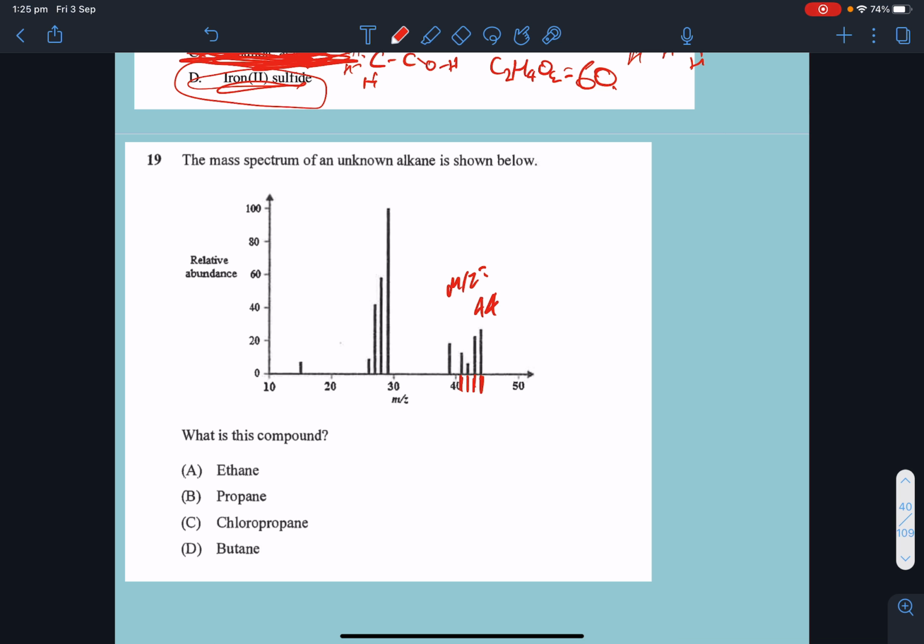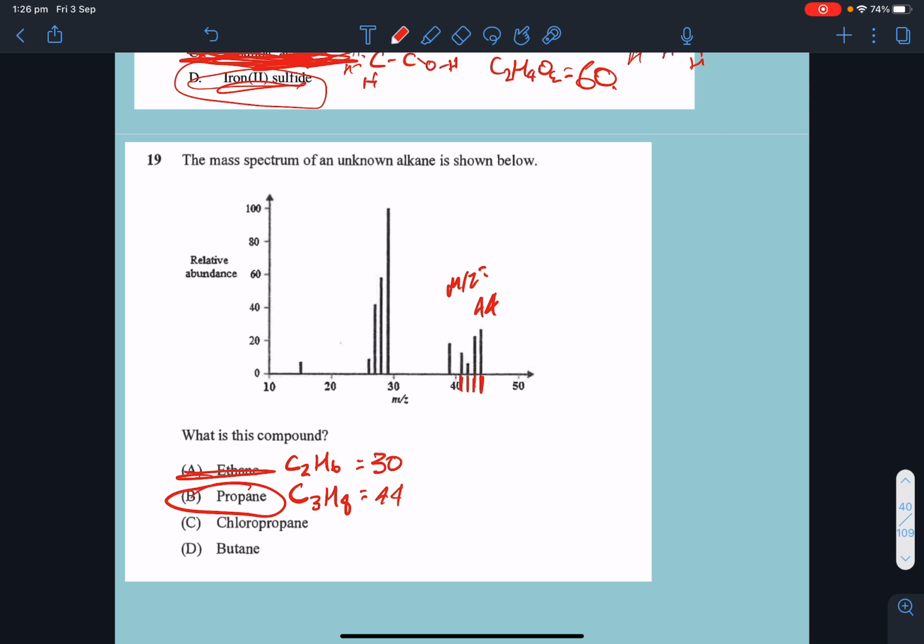Okay, ethane, C2H6, which equals 2 times 12 plus 6 equals 30. Is that it? No. Propane, C3H8, 3 times 12 plus 8 equals 44. I think it's propane. If it was chloropropane, it would be 44 minus 1, get rid of the hydrogen, plus 35, 37. So let's type in 35.